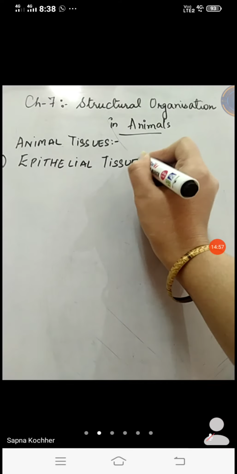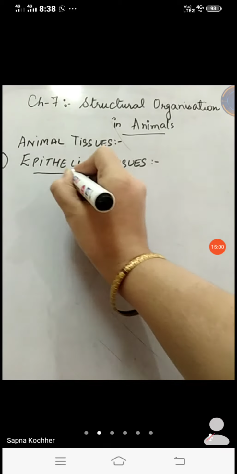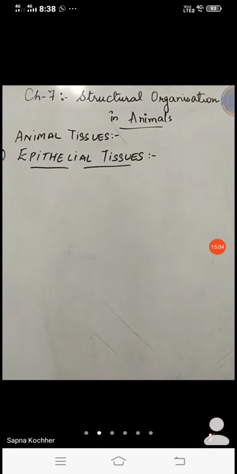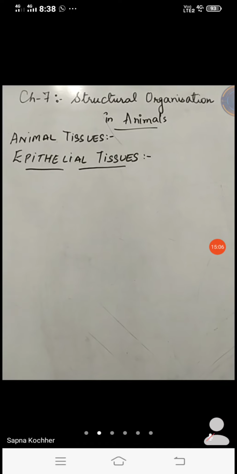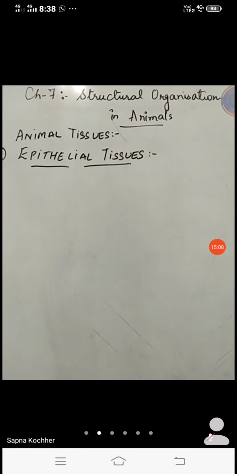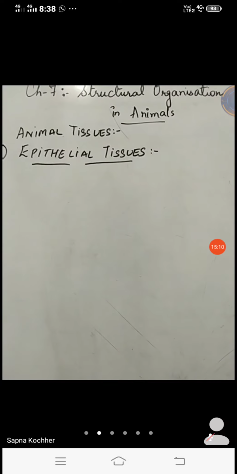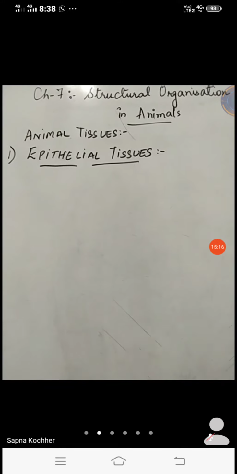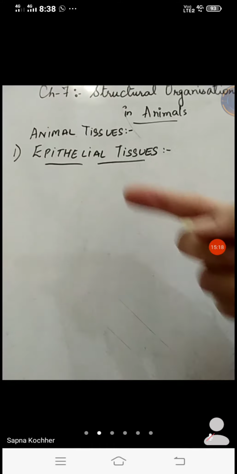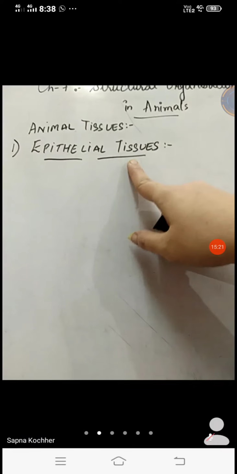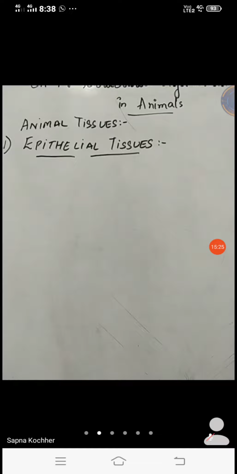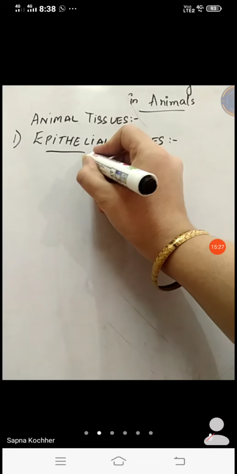The epithelial tissues are also called the lining tissues. Lining means they are involved in the lining of the various organs. These tissue layers are found in the organ linings. That is, they provide the inner lining or the outer lining, that of the epithelium, to the various organs. Accordingly, these are of two types depending upon their complexity.